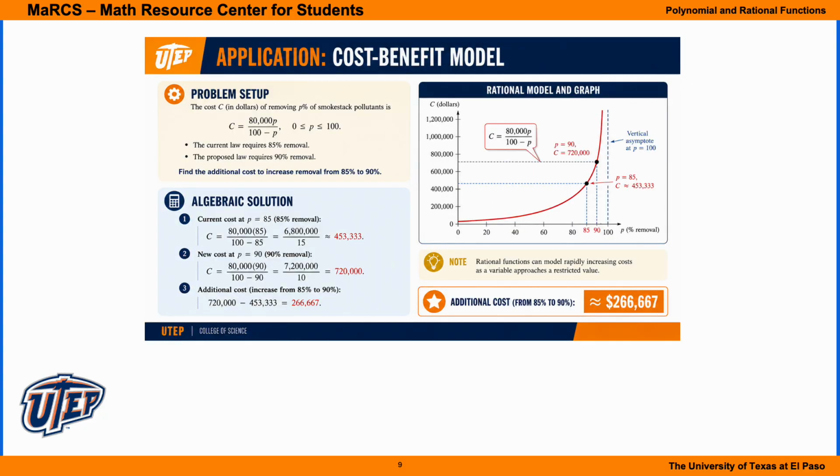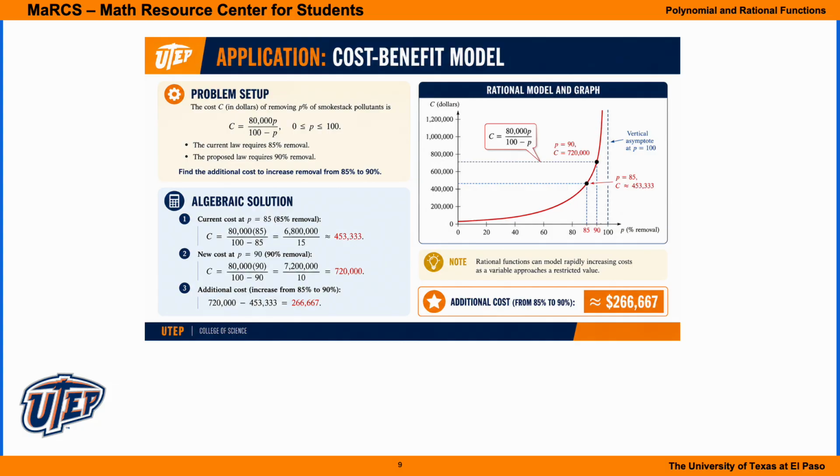So now one of the applications of rational functions is the cost-benefit model. So we're given the cost C in dollars of removing P% of smokestack pollutants is defined by the model C is equal to 80,000 P divided by 100 minus P, where P is greater than or equal to 0 and less than or equal to 100. So the current law requires 85% removal. The proposed law requires 90% removal. We want to find the additional cost to increase removal from 85% to 90%.